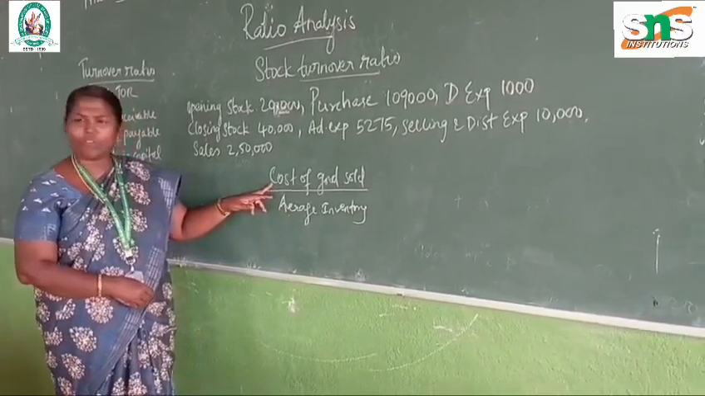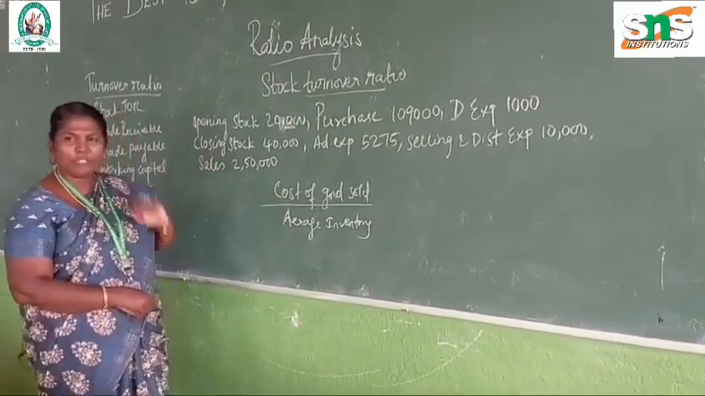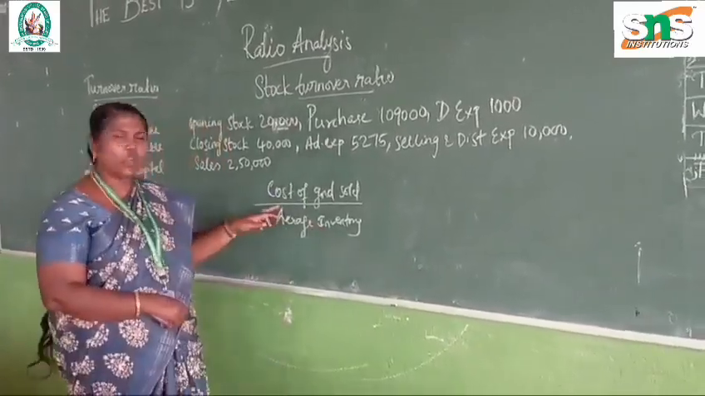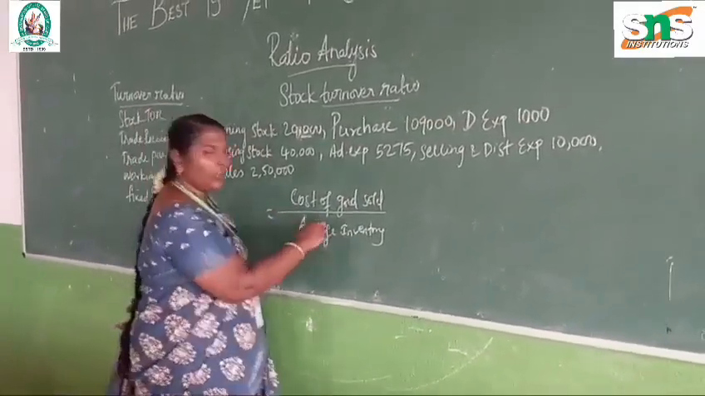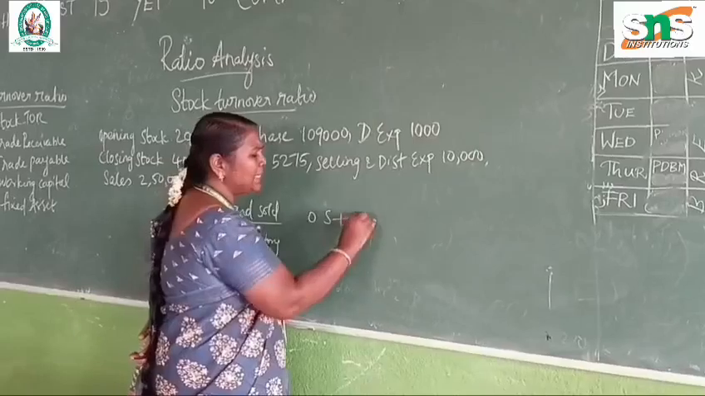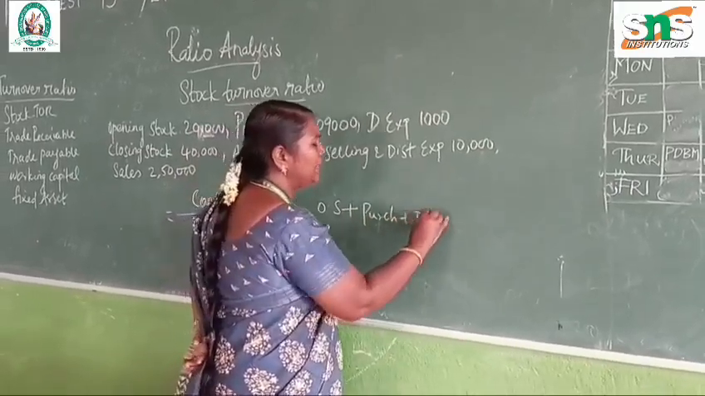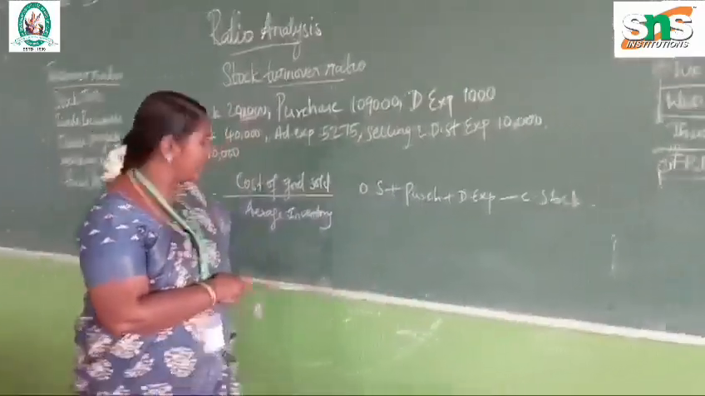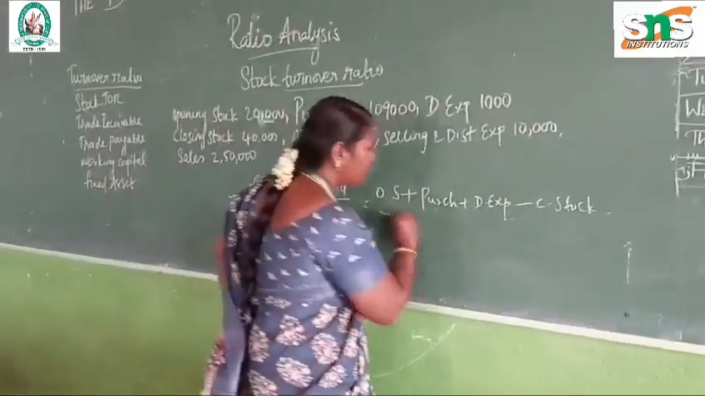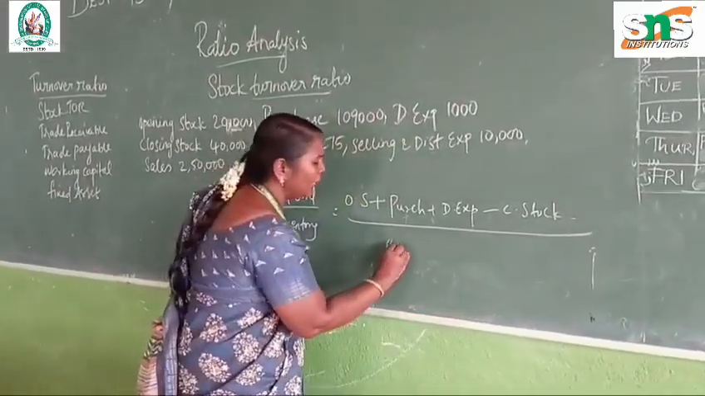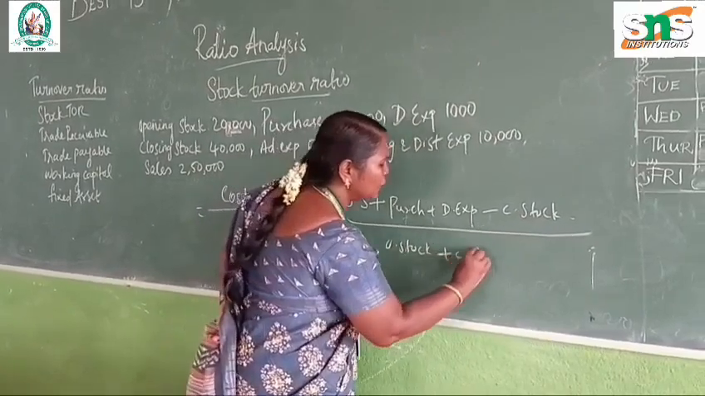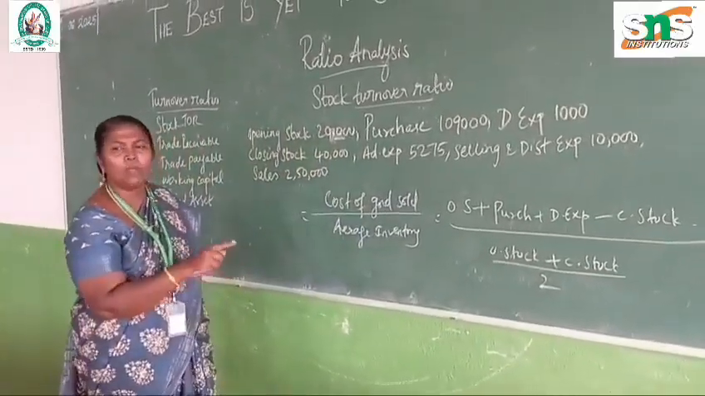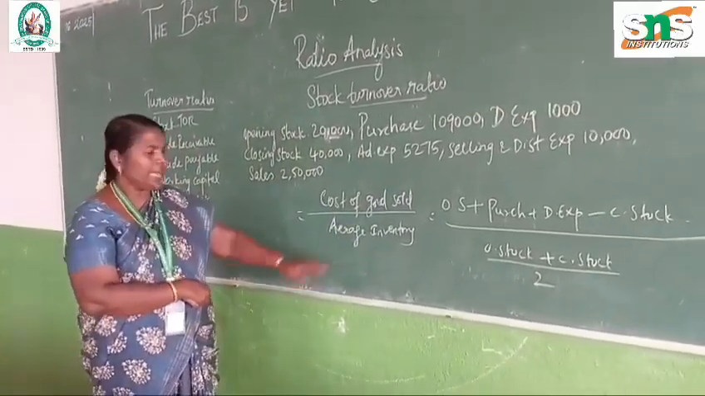What is the meaning of cost of goods sold? It is the opening stock, purchase, and direct expenses, minus the closing stock. We know the formula for the cost of goods sold: opening stock plus purchase plus any direct expenses, minus closing stock. This is called the cost of goods sold. Then what is average inventory? Average inventory is opening stock plus closing stock divided by 2. We know average means dividing by 2.